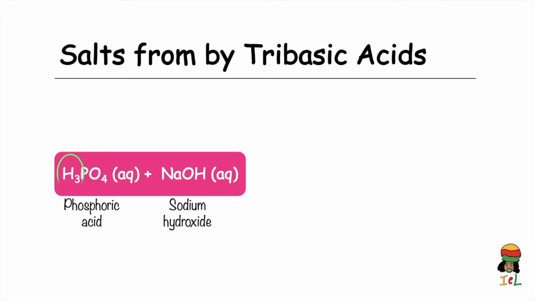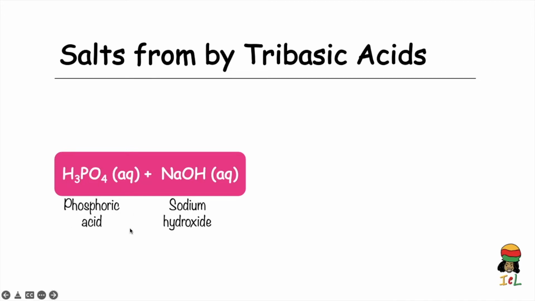Now we're looking at tribasic acids, and we know it's a tribasic acid because there are three replaceable hydrogens in this acid. It's not an acid we have looked at before. This is called phosphoric acid, chemical formula H3PO4. Now this tells us, since there are three replaceable hydrogens, that there are three salts that can be formed, one being a normal salt and the other two would be acid salts.